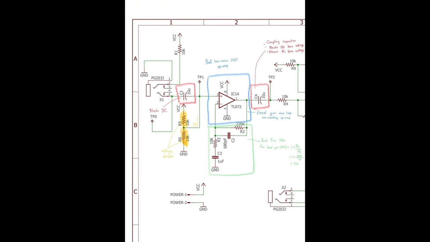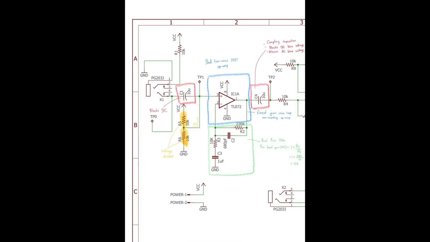In stage 1, the TL072, which is a low noise dual input op-amp, is used to boost the weak microphone signal. The output of the microphone goes through capacitor C1, which is a 10 microfarad coupling capacitor that blocks out DC bias voltage and only allows AC voltage to pass through to the op-amp. This is essential to prevent any unwanted DC offset from affecting the op-amp input.